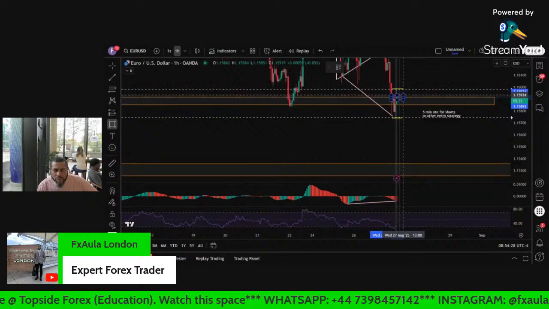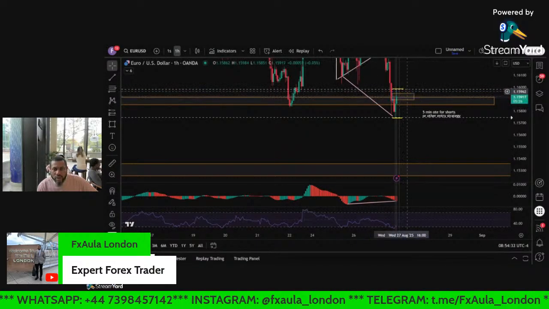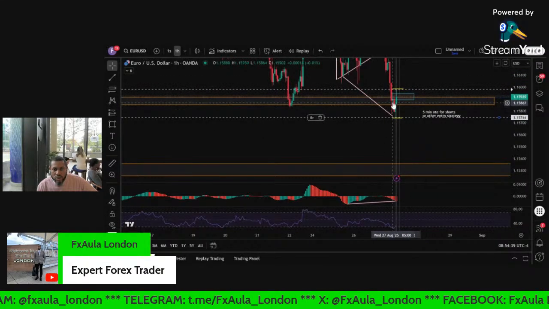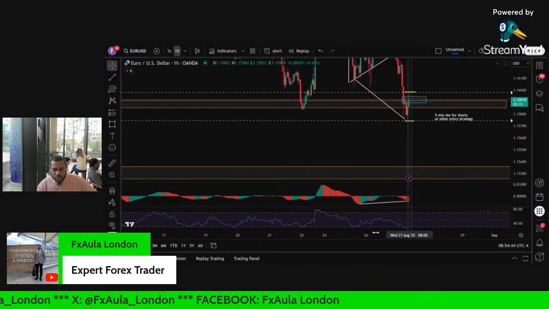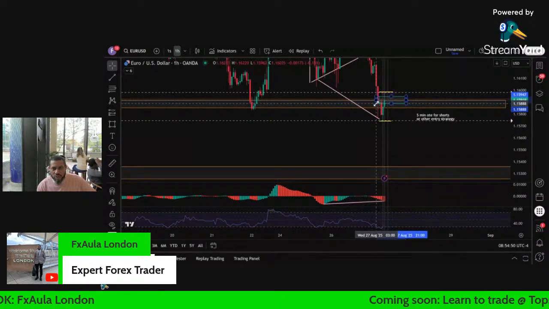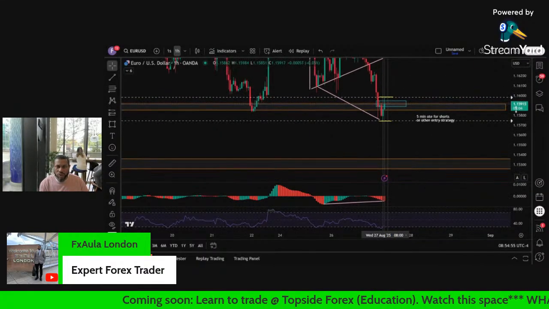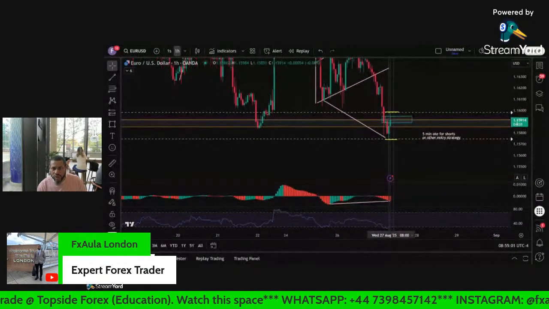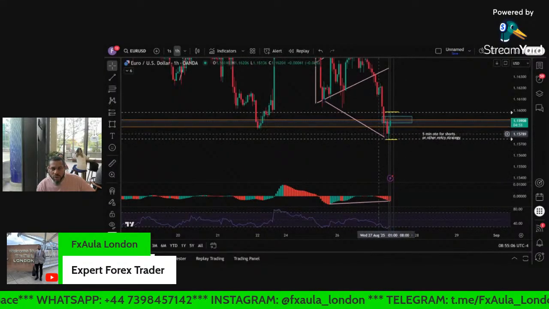I want to see price break supply over here. This is the 1 hour supply. So I have different setups for different styles of trading. You know, sometimes it's good to be versatile so that you can take advantage in case one setup does not work. You know, you have different toolkits. So we have about 5 minutes left for the 1 hour candle to close.